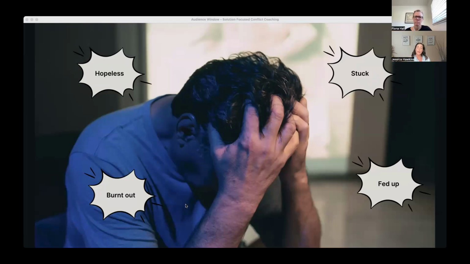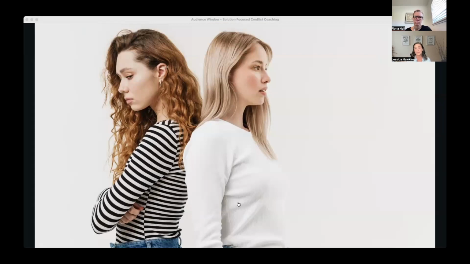I also work with families and family-owned businesses, and what I see a lot of is family estrangement. It's actually incredibly heartbreaking. So adult children who have stopped talking to their parents, siblings who have stopped talking to each other, who can't attend the same family function anymore.